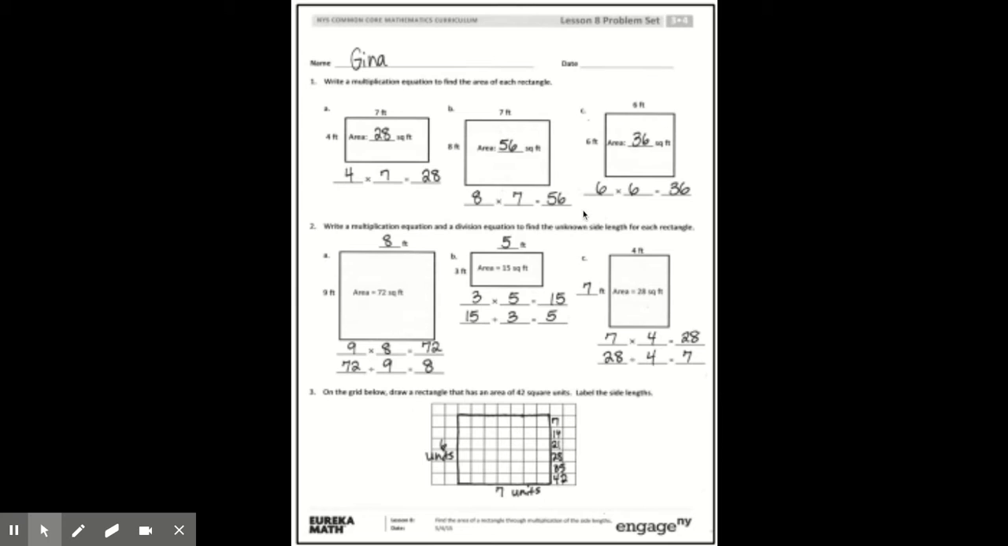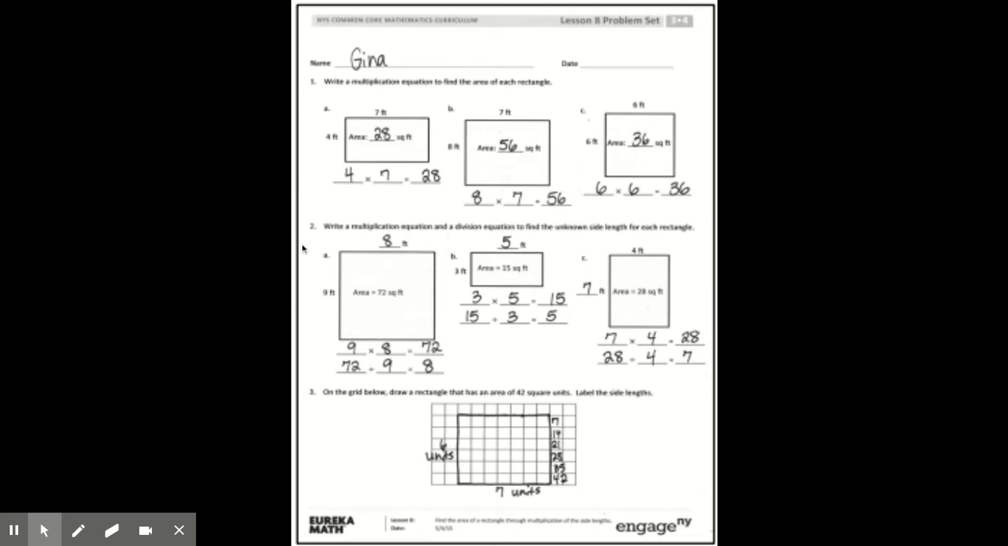And if you're still having trouble with these multiplication facts, you could count by 7s 8 times. You could count by 8 7 times. You could draw an array. There's lots of different ways you can solve these if you're still having trouble with some of your multiplication facts. Then if we move to C, it's 6 feet by 6 feet. So 6 times 6 equals 36 square feet.